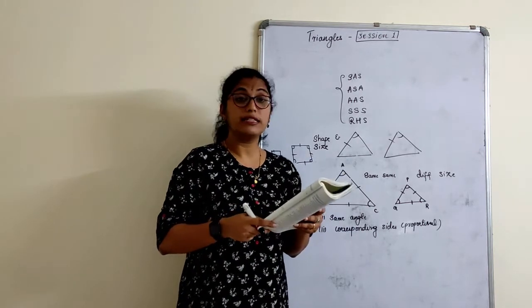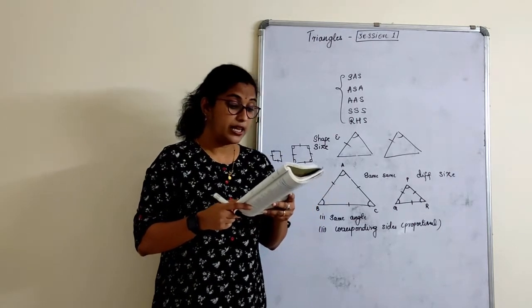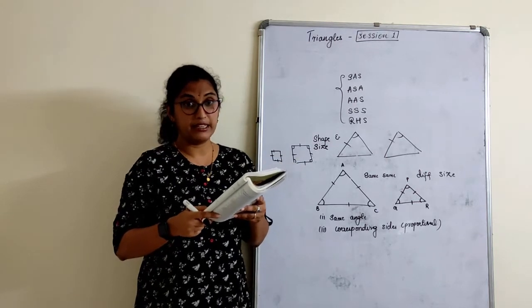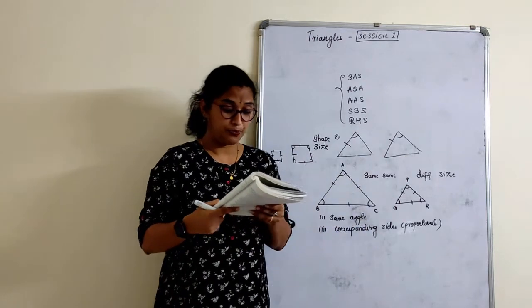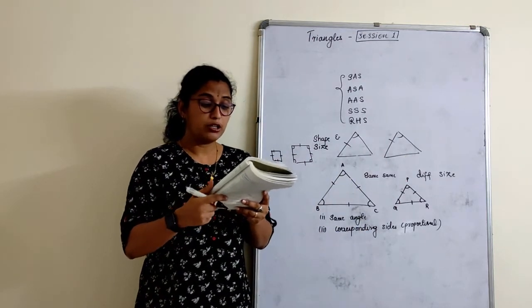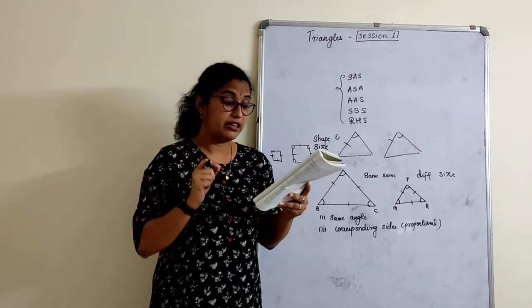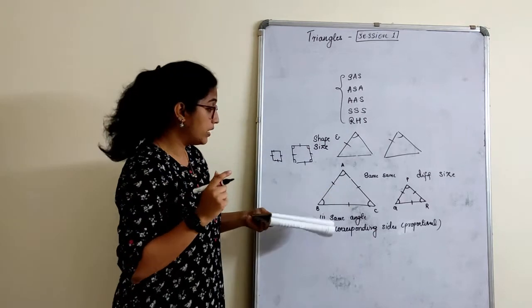Second one, all squares are similar. Then third one, all dash triangles are similar. All equilateral triangles are similar. Again, they are the same examples what we have discussed just now. Fourth one, two polygons of the same number of sides are similar if A part, their corresponding angles are equal.